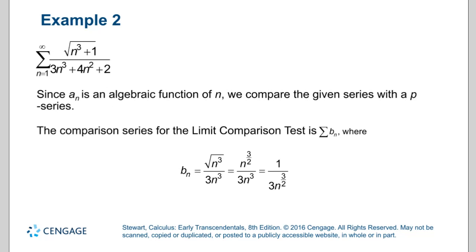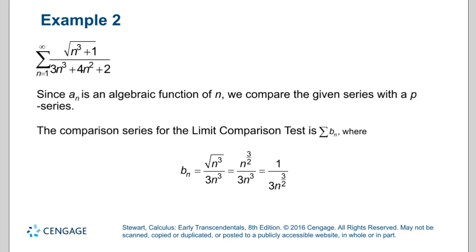The next one, we've got the series of the square root of n to the third plus 1, over 3n to the third plus 4n squared plus 2. This is one of those ones that looks like we might be able to do a limit to it. So I can use the limit comparison test to test this. So it's a matter of figuring out what I am going to compare it to.